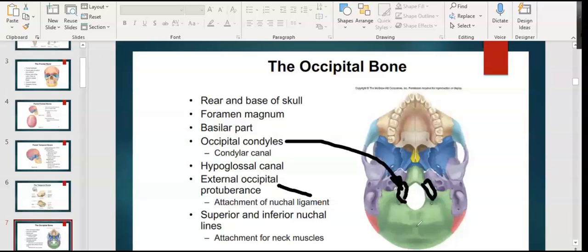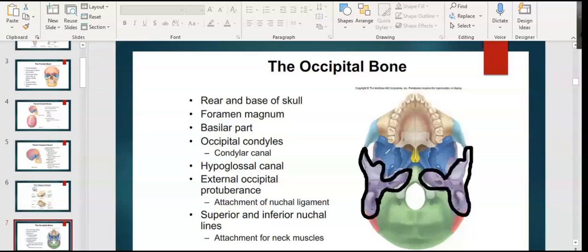Occipital protuberance. These are these ones right here. You see these things that you have right there? Those are going to be the protuberances that you're going to have in your occipital bone. Okay, but you can clearly see here there's another bone, this bone right here. This bone is going to be the sphenoid bone.